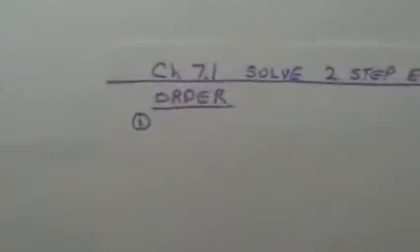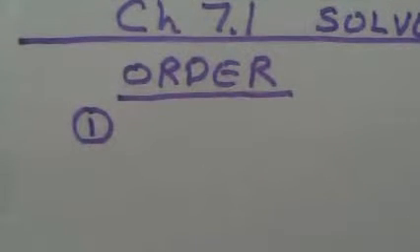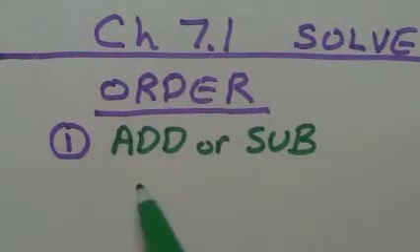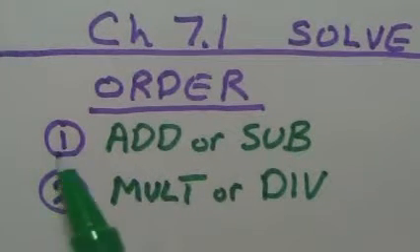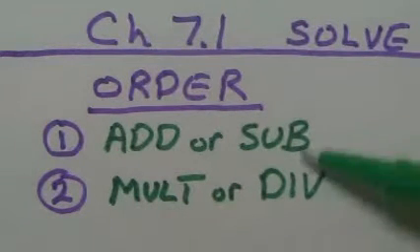Okay, now let's go back to our notes for today. There is an order to solving these equations that we're going to encounter. The first thing that we want to take care of is any adding or subtracting. That's the first step. And the second thing is take care of any multiplying or dividing. So the first thing we're going to do is add or subtract. The second thing we're going to do is multiply or divide. This is kind of different than the order of operations.